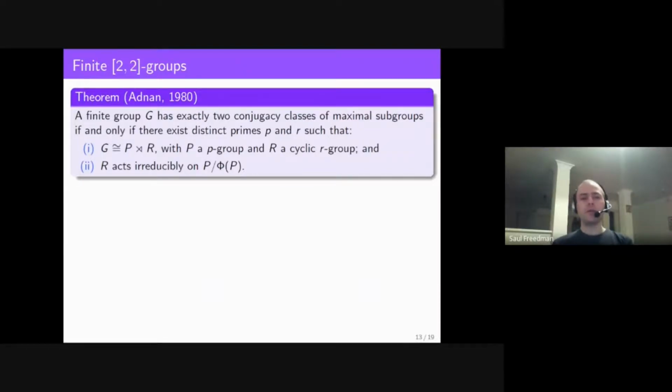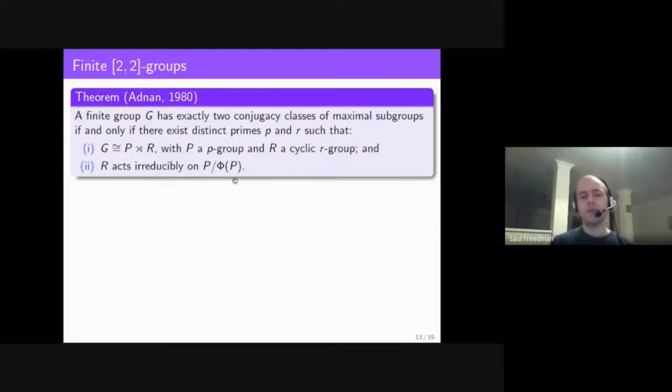So a finite group G has exactly two conjugacy classes of maximal subgroups if and only if there exist distinct primes P and R, such that G is the semi-direct product of a Sylow P-subgroup P and a cyclic Sylow R-subgroup R. And we also need R to act irreducibly on the quotient of P by its Frattini subgroup. Recall that this Frattini subgroup is the intersection of all of P's maximal subgroups, and this quotient is elementary abelian, and so it's essentially a vector space.